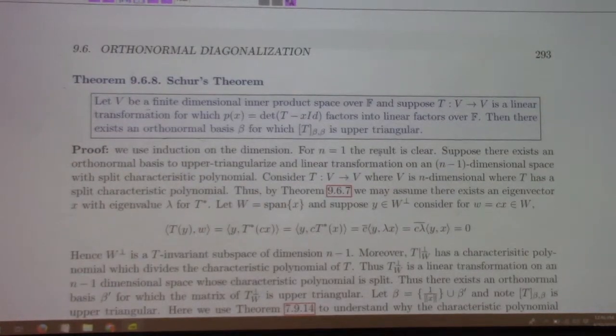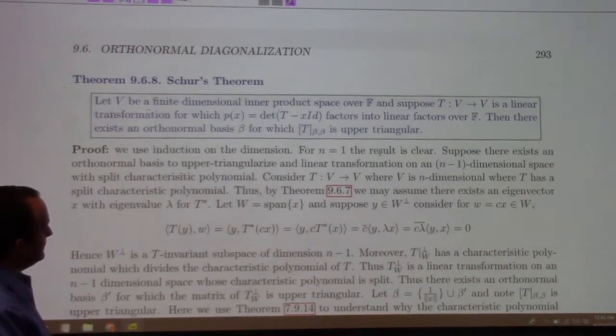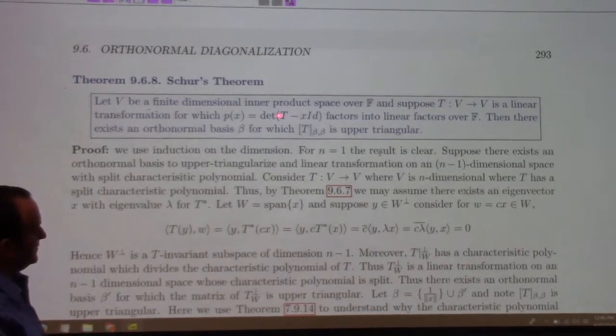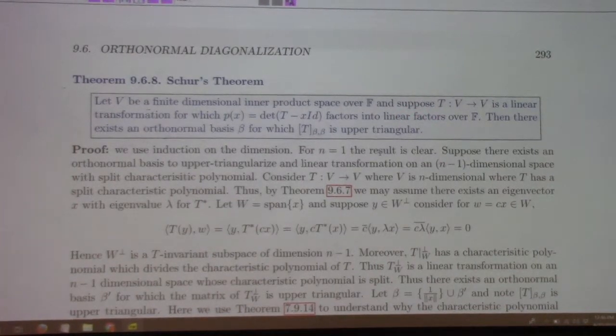Next up, there's Schur's theorem. Schur's theorem says that if we have a linear transformation over a finite dimensional vector space, and we have a characteristic polynomial for this which is split, so it factors into linear factors, which is another way of saying that all of the eigenvalues are in your field for the transformation, then there exists an orthonormal basis for which the matrix is upper triangular.